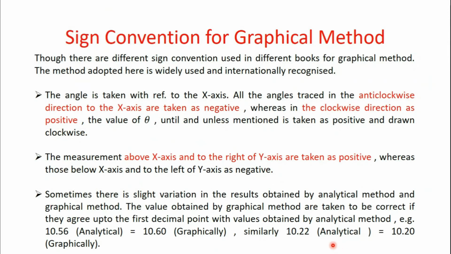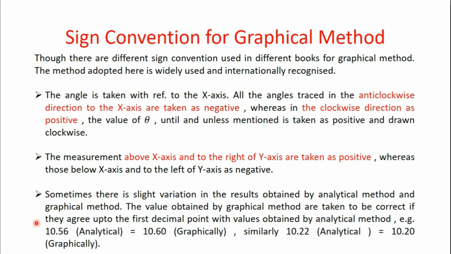Now, these are the sign conventions which we all know. Anti-clockwise direction is taken to be negative, whereas clockwise direction is taken to be positive. Above the x-axis and to the right of the y-axis are taken positive, whereas below the x-axis and left of the y-axis are taken negative, which is the normal sign convention in the xy plane.